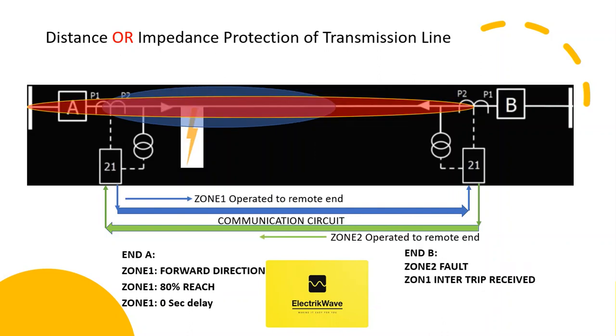In case of fault at 10% from station A, relay at A will see fault in zone 1, and send zone 1 intertrip command to remote end. While relay at B will see fault in zone 2 and send zone 2 pickup command to remote end. Relay at A will operate instantaneously, as it has detected fault under zone 1, as the relay at B has received intertrip command from station A, it will also operate instantaneously without time delay.